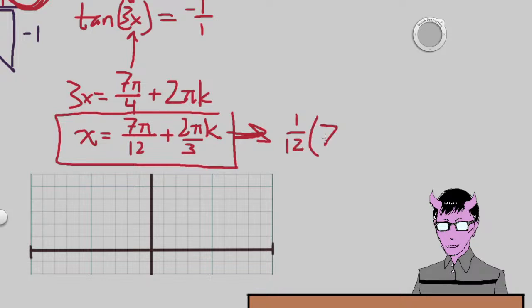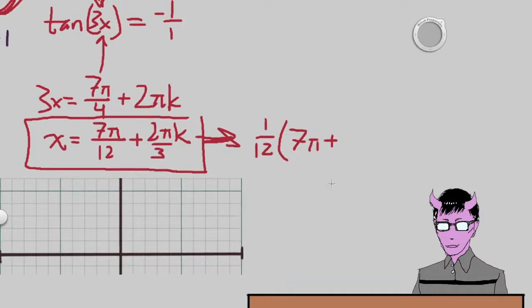Thereby getting 7 pi plus, what is that? Divided by... my brain, sometimes it doesn't work very well. 8 pi k. Yeah, I think that's it, right? 8 divided by 12 is 2 over 3. Yeah, 2/3. Okay. So you can do it like this.